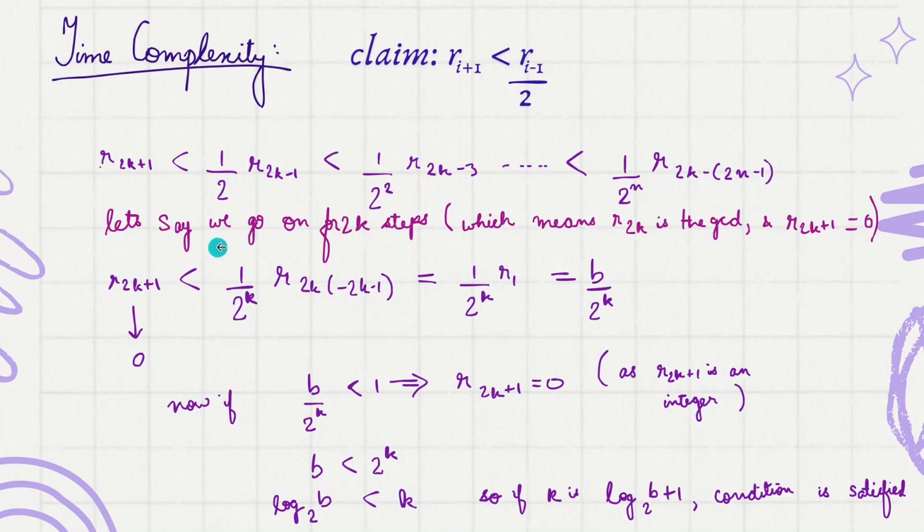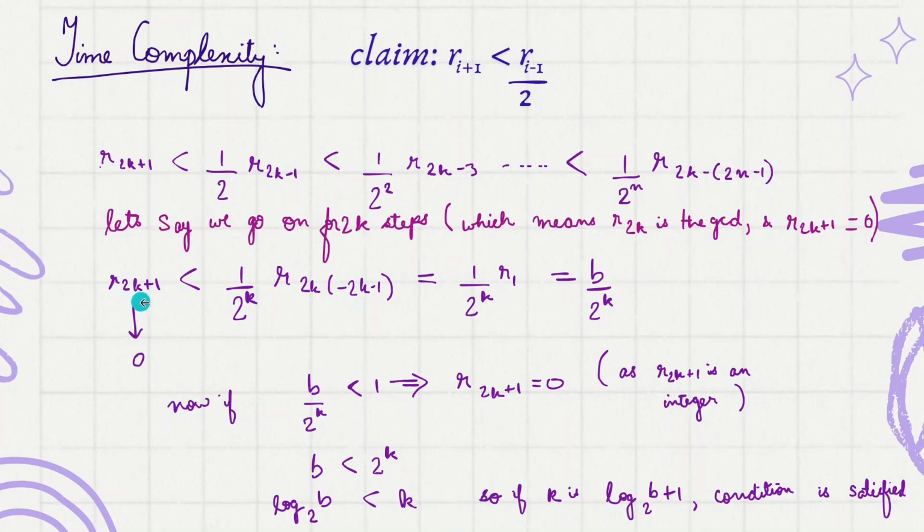Now we say that let the number of steps in our Euclidean algorithm be 2k, which implies that R(2k) is the GCD and R(2k+1) is equal to 0. Also over here, replace n by k. So we get R(2k+1) is less than 1 by 2 to the power of k times R(2k-2k-1). Oh wait, the minus should have been outside, my bad. So if we subtract this, you get 1 by 2 to the power of k times r1, which is b by 2^k. So r(2k+1) is smaller than b by 2^k.